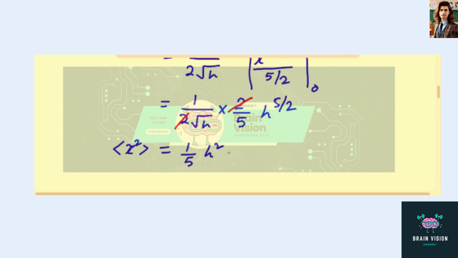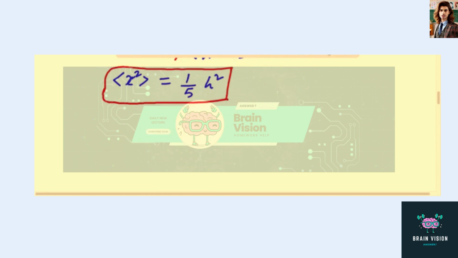Now the standard deviation is, according to equation number 1, sigma equal to the square root of the mean of x square minus the square of the mean of x.